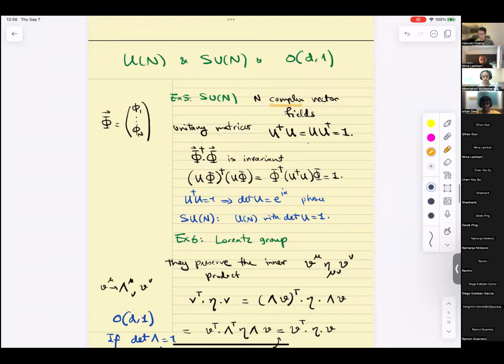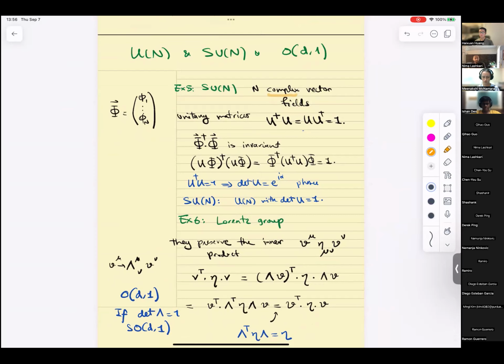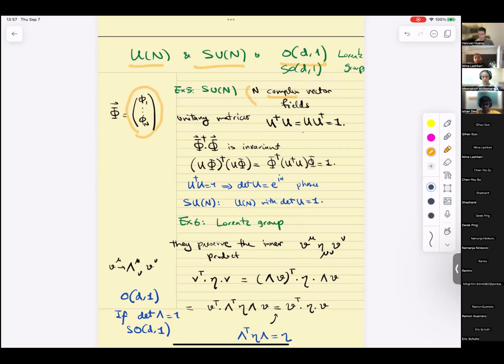All right. Now let's give a bunch of other examples. I'm going to go through 3 other important groups: U(N), SU(N), O(d,1) or SO(d,1). These are Lorentz groups. Okay. So what is U(N) or SU(N)? I'm going to describe it in terms of a representation. Take your n-dimensional vector, but now take it to be complex. It's an n-dimensional complex vector field.